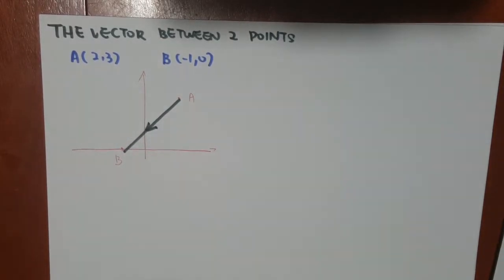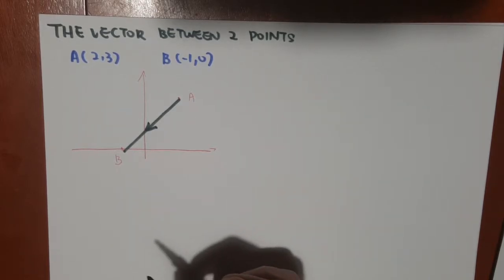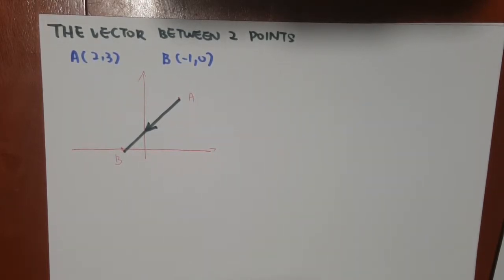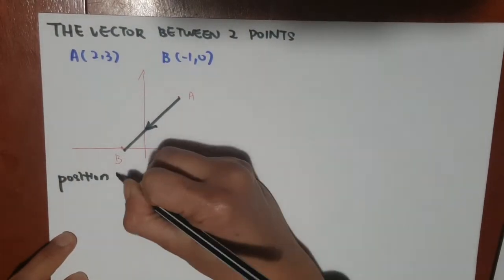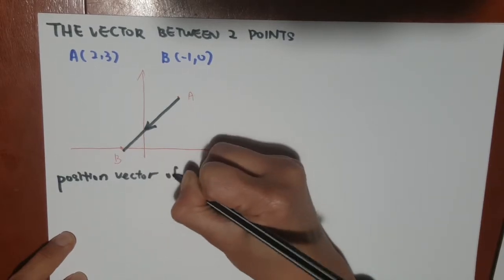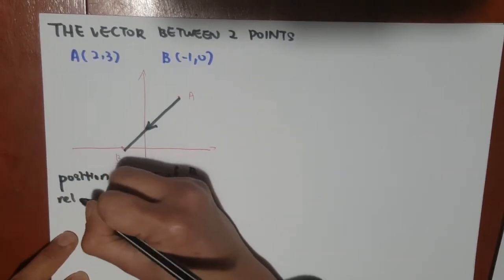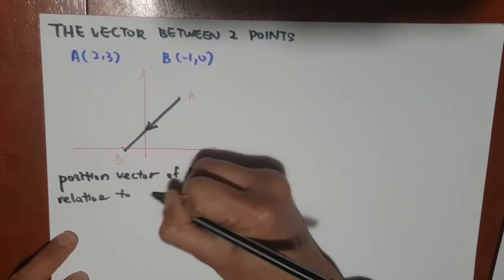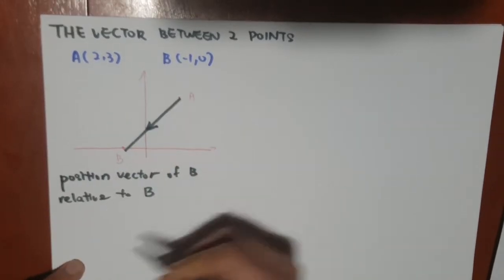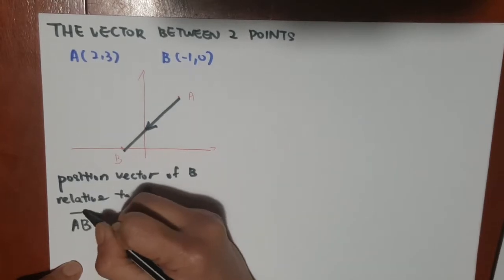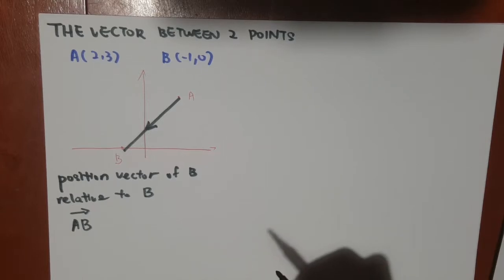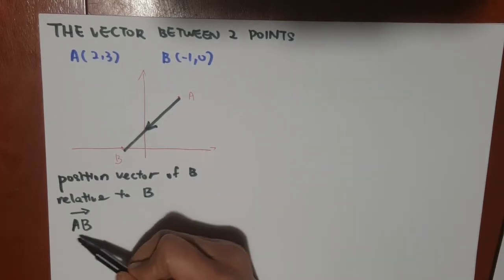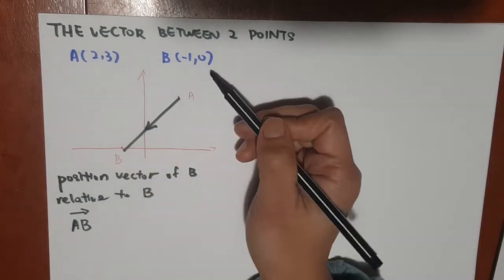As we have learned from the previous chapter, this is also called the position vector of B relative to A, and we will write it as AB with the arrow on top in short. So if we want to find the vector AB, how should we do it from the two coordinates?